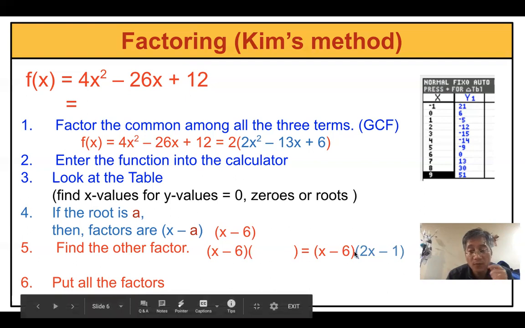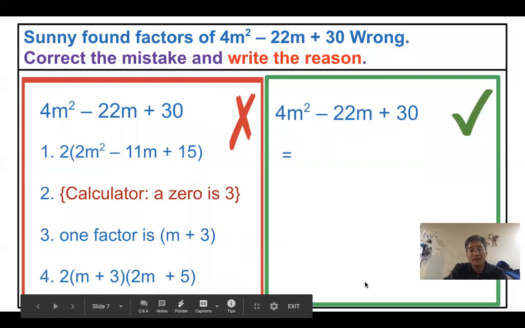Then don't stop here, please. We had the 2 over here, right? So you need to put all the factors together. So 2 times (x minus 6) and (2x minus 1) are the factors. But actually you have two factors. This 2 is just a number multiplied. There is no x, right? So you have two factors here. So now we are done. Does everybody understand? Okay. Then let's move on.